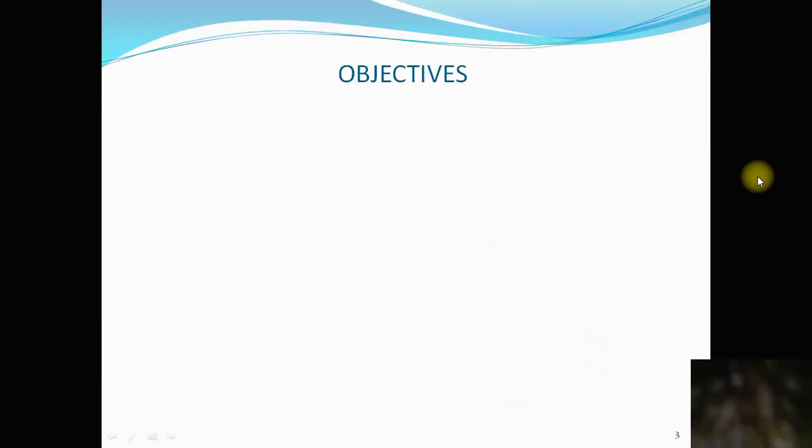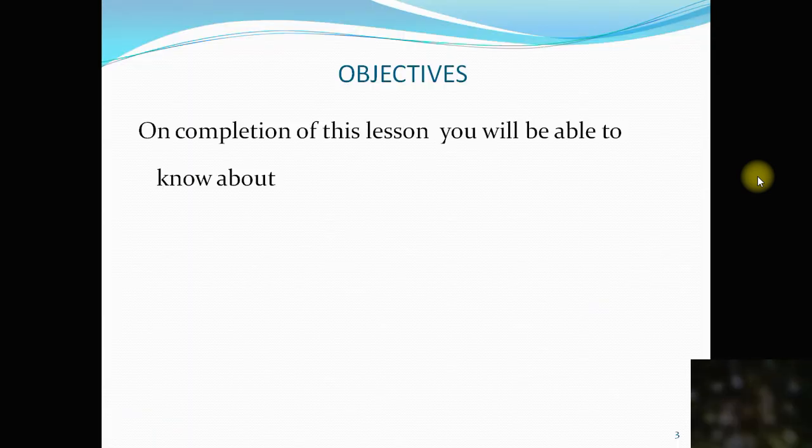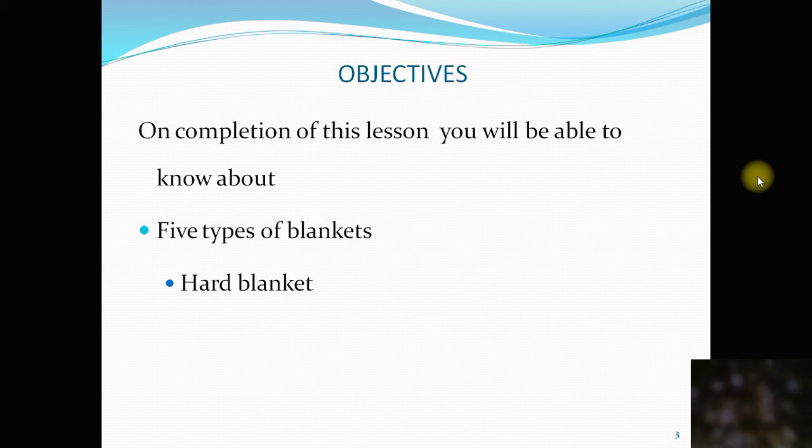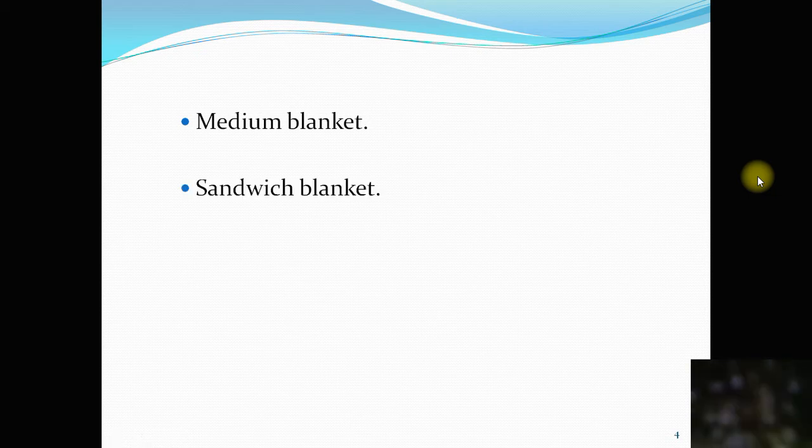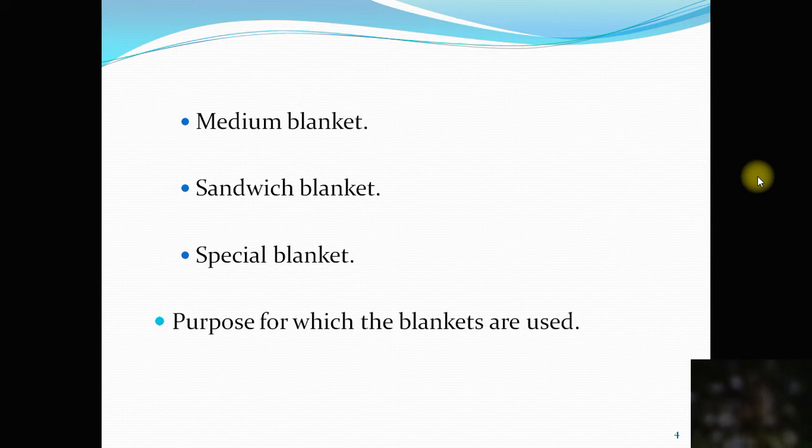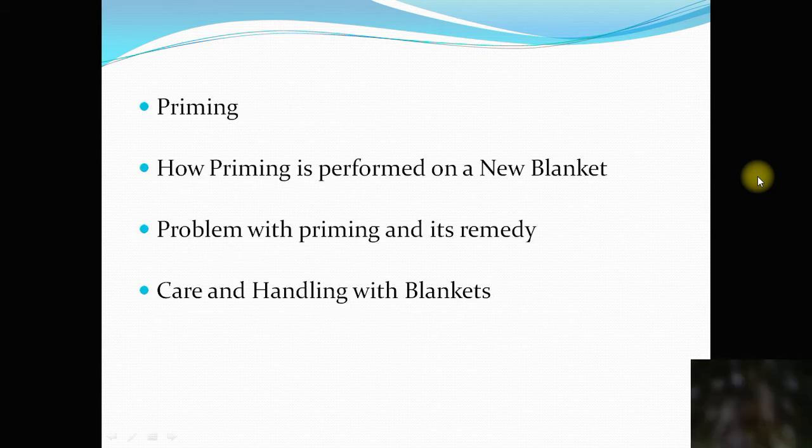Now, in this class, we are going to know about types of blankets. There are 5 different types of blankets available: hard blanket, soft blanket, medium blanket, sandwich blanket, and special blanket. Then we are going to know the purpose for which these 5 different blankets must be used.